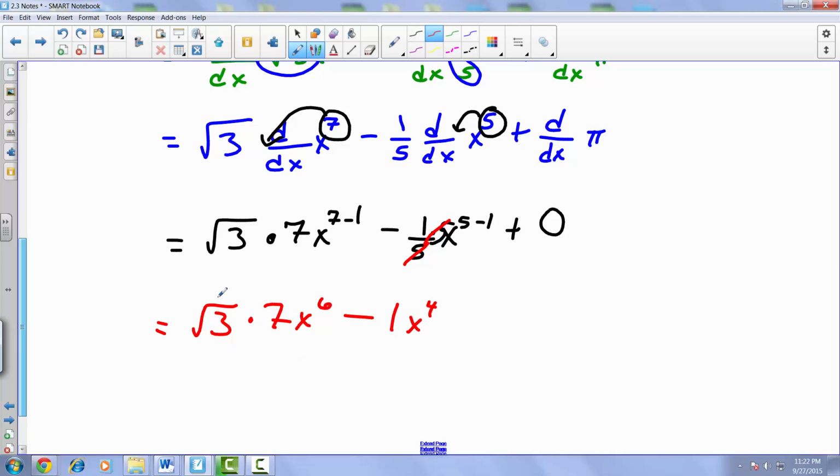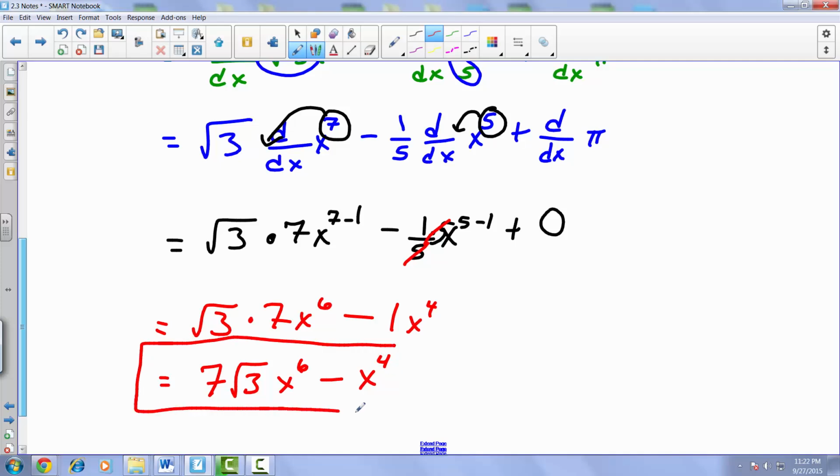And now just cleaning it up a little bit more, we end up with 7 times the square root of 3 times x raised to the 6th minus x to the 4th power. So this would be our final answer for the derivative with respect to x. So f prime of x would come out to be that. Again, that is example 7 from our 2.3 set of notes.